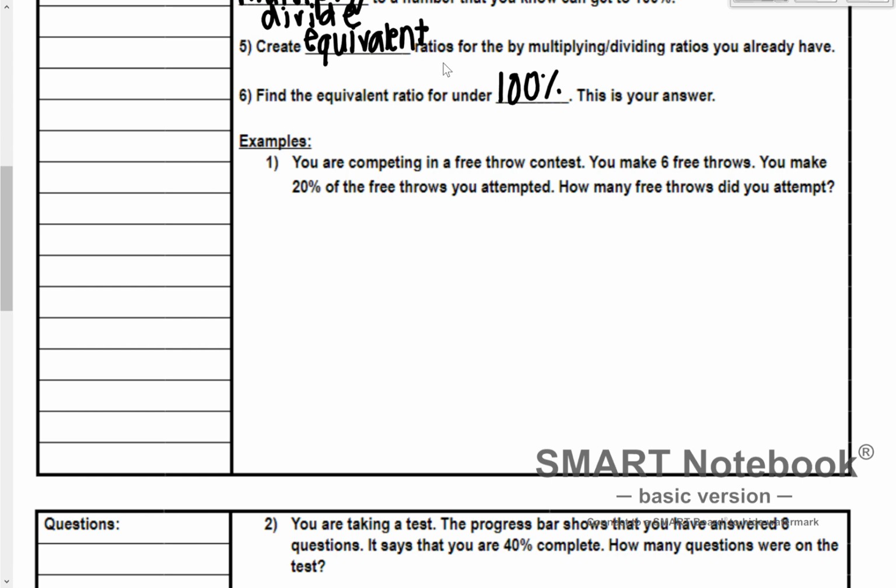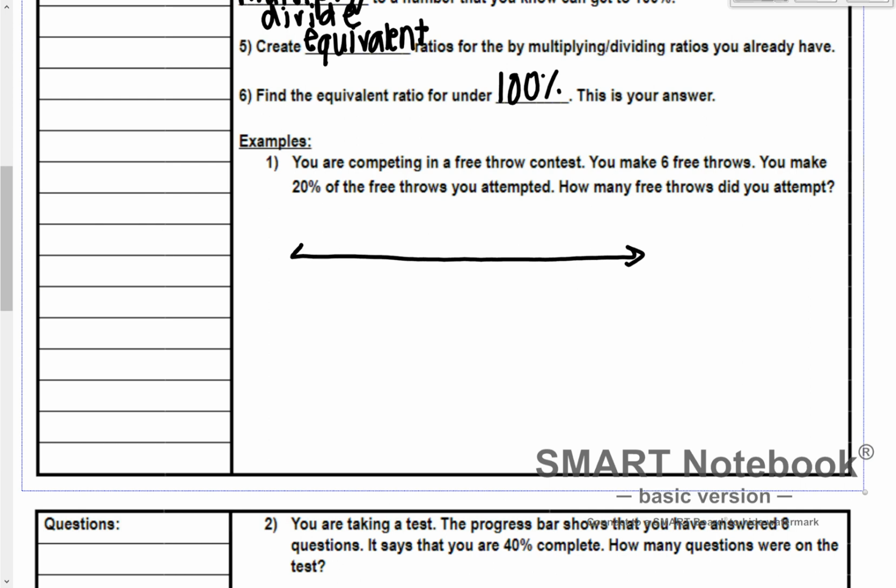You're competing in a free throw contest. You make 6 free throws. You make 20% of the free throws you attempted. How many free throws did you attempt? Okay, I'm going to start this first one off with a double number line. If you chose to use a ratio table, same thing, because our process should be very similar. All right, we've got percent, and then we've got free throws.